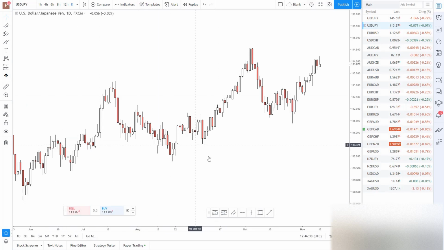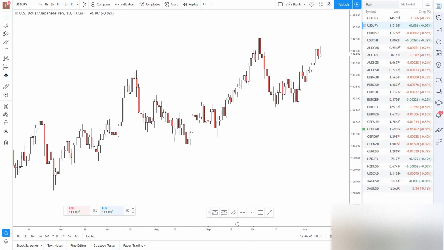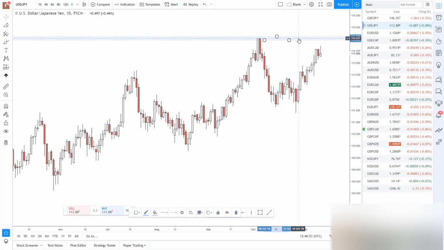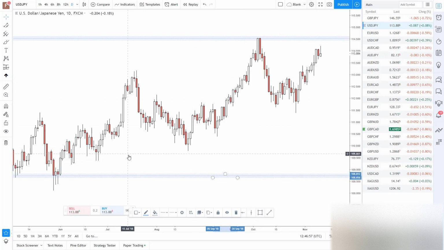Okay, so switching over to USD/JPY, we have around about 6 months of data on this chart. Now we're going to place the topmost and the bottommost. Topmost is pretty obvious. It's here. We have a pretty big bounce there. The bottommost is around about here.